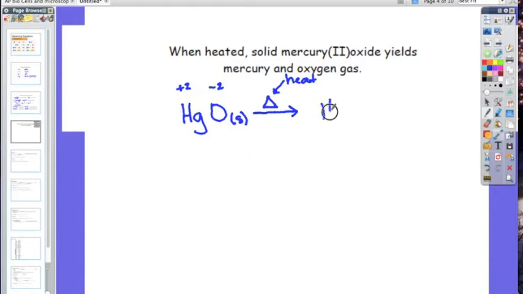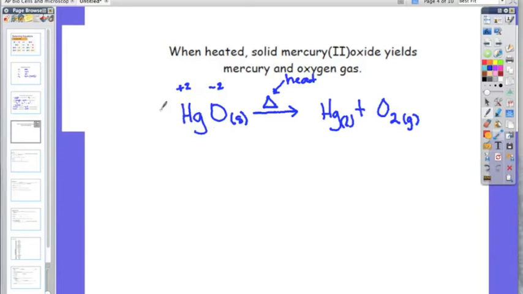It yields mercury, which is Hg. Now, mercury is a liquid. Oxygen gas: oxygen is a diatomic, so you need to put a 2. Just to make sure we know how to use all these, I'm going to put liquid for that and gas for that. So the proper way to write this equation would be this way. Now, if we balance it, we have 2 oxygens here, and we only have 1 over here. So we need to put a 2 in front of this, which means we need to put a 2 in front of that. So there is a balanced equation using the states of matter.